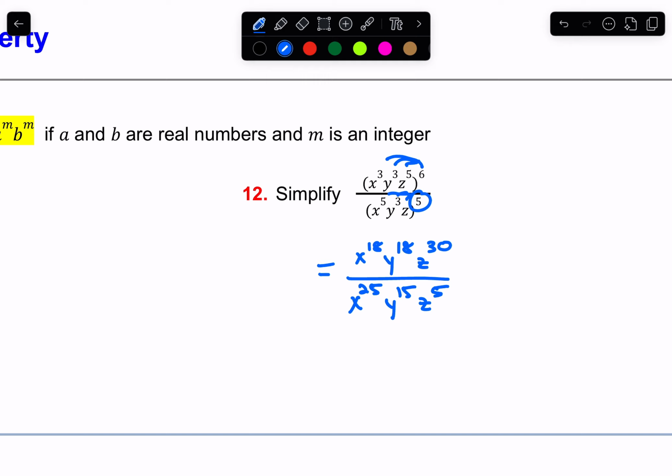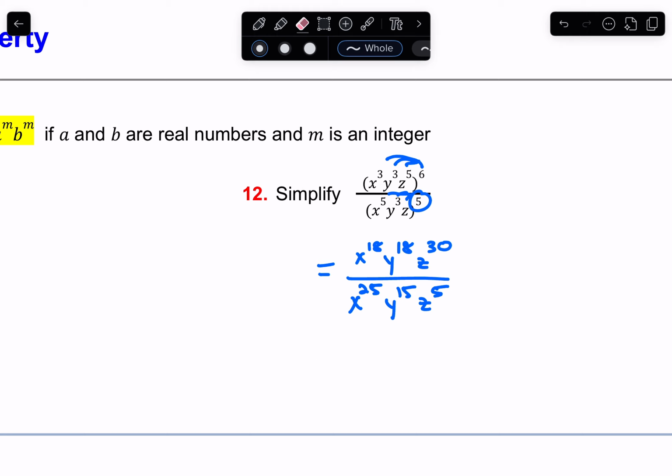We have to now use the quotient rule to simplify. And this is a case of the quotient rule we didn't cover earlier because I was saving it for number 12 down here. When we were doing the quotient rule earlier, we would do x to the 18 over x to the 25 gives us x to the 18 minus 25. But notice that if I write that down, x to the 18 minus 25, that's x to the negative 7. And we don't want x to the negative 7 because we want to end with positive exponents. We should have all positive exponents by the end of this.